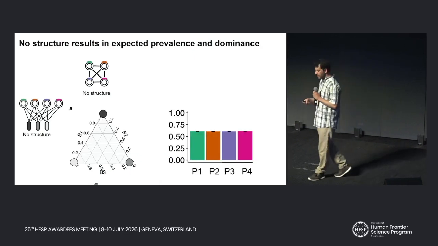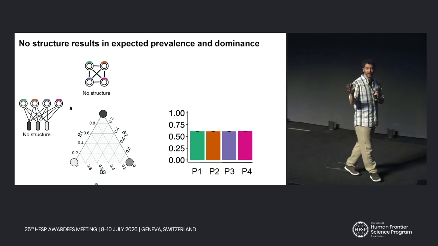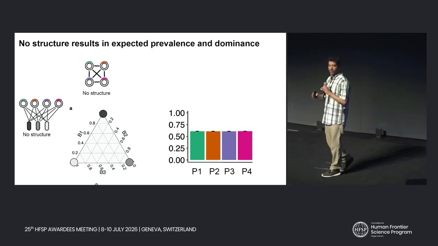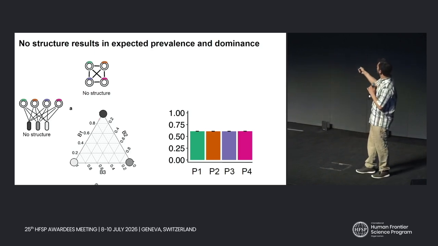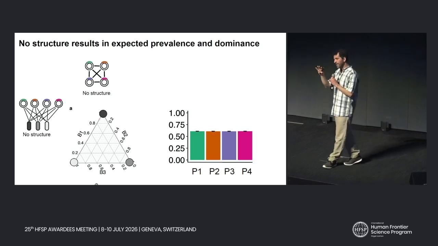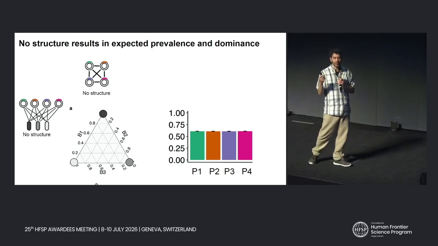So if we start with just the control experiments, no structure at all, then you get essentially what you expect to get. On average, each of these bacteria was dominating the whole community, outcompeting all the others, and the plasmids reached more or less the same prevalence. But what happens when you start adding structures?